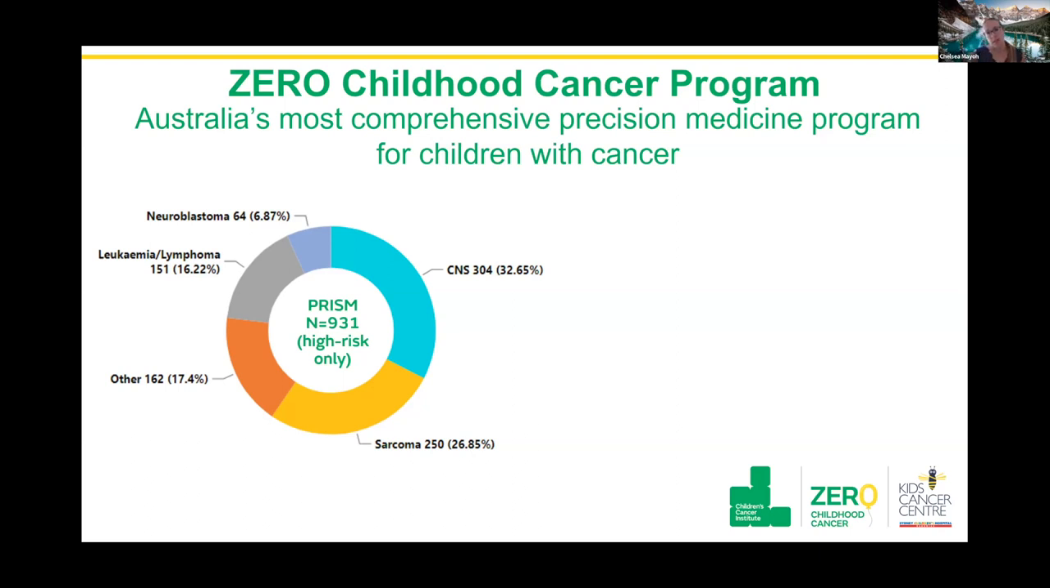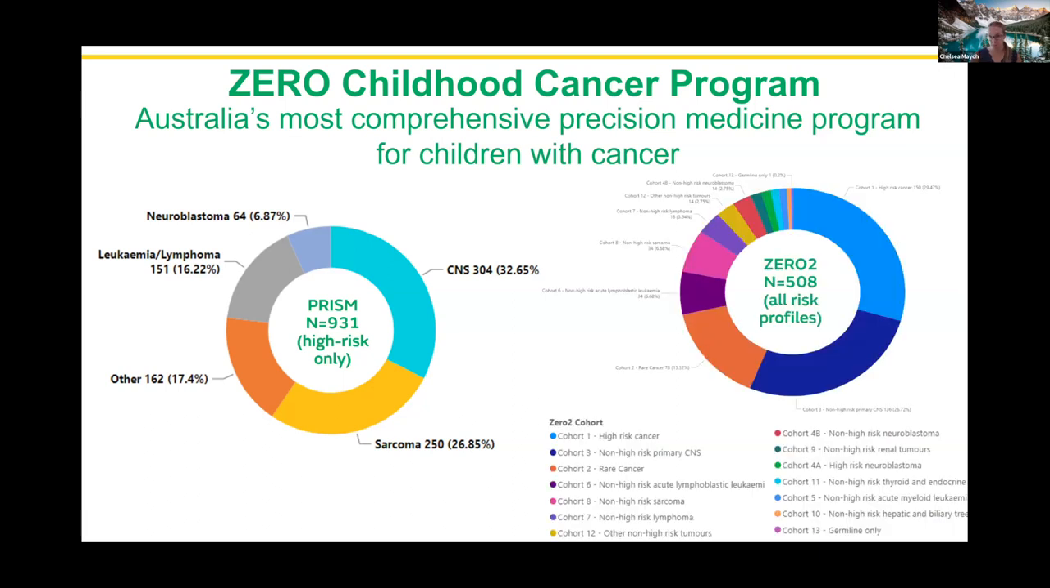This was such a success that we then asked, why don't we try to do this for all children? So in the last 4 months, we opened to all children across Australia, regardless of the risk profiles, and we've already done 508 patients to date. This means that no matter what cancer you have, you can now be eligible for this trial as long as you're under the age of 21. What we're trying to do now is look at whether we can find patients at diagnosis that are going to relapse before they become high risk.